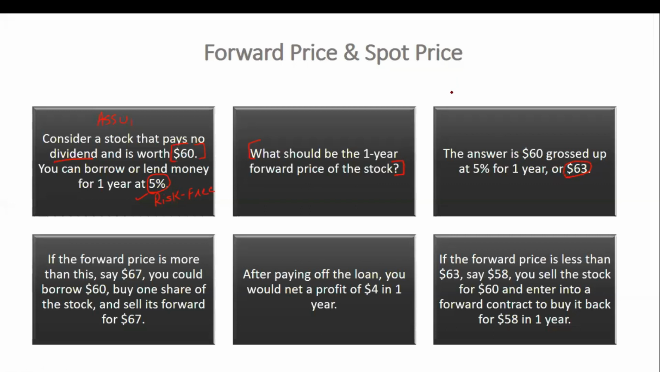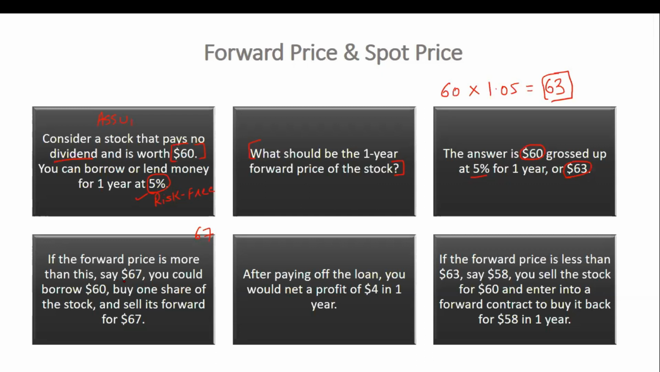And how do we calculate this? Just take 5% of 60. Right? So 60 is the spot price and adding 5% of it will give you a forward price of 63. Now, our objective is to first of all understand whether this logic is correct or not. If the forward price is more than this, let's say it is $67, then you have an arbitrage opportunity. Now, what is an arbitrage? Arbitrage is a situation where you can trade without risking anything and you're certain to make a certain amount of profit.